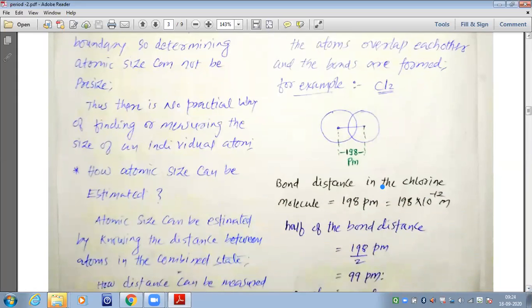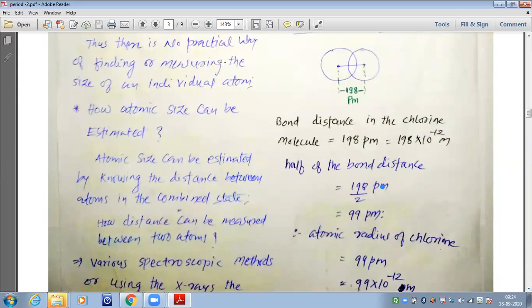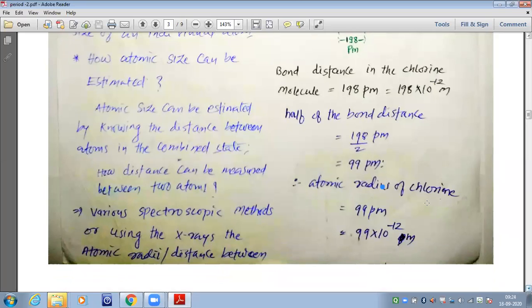Then the question arises, how do we measure the atomic size? How can atomic size be estimated? Let us try to understand. Atomic size can be estimated by knowing the distance between atoms in the combined state. We cannot take separate atoms and measure the radius, but instead we measure the radius in the combined state of atoms.